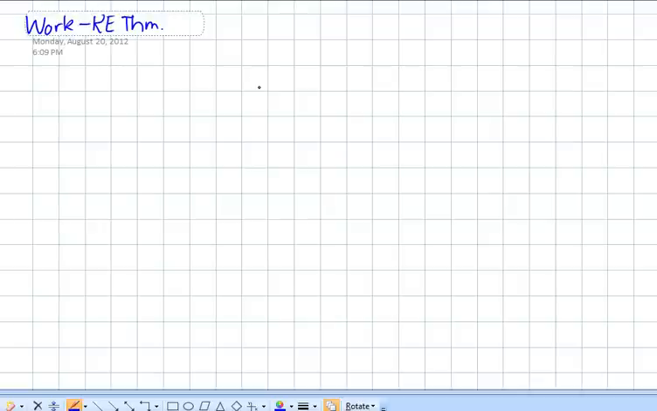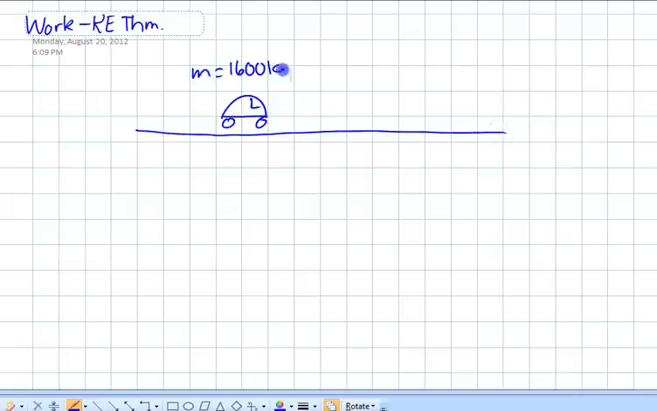So here's an example. Let's say you have a car, and like always, my drawings are awesome. And this car is supposed to be driving on a nice level road. And let's say that it has a mass of 1,600 kilograms and it's traveling with an initial speed to the right of 25 meters per second.